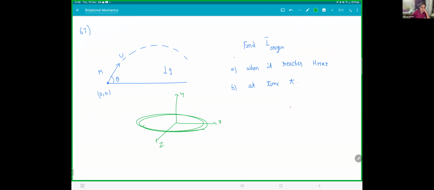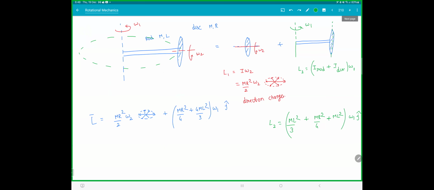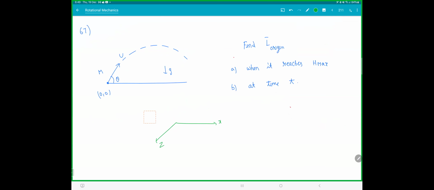No, sir, but the disk, when it's rotating about its own axis. That you ignore, we don't care. I'm talking about omega 1. Yes, sir, omega 1 is j cap, but omega 2 will be i cap, right? That is changing, that is why I drew it like this. Yes, it's not constant. It is changing every moment. Both are not j cap.